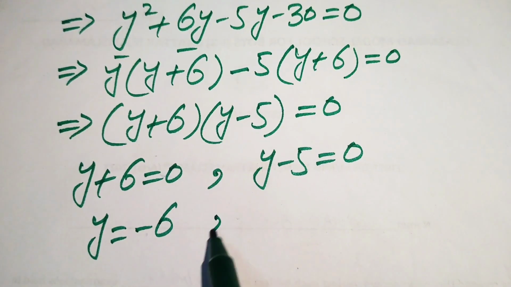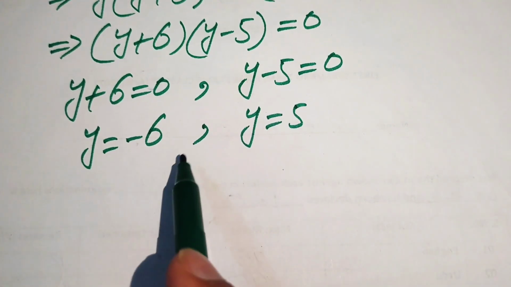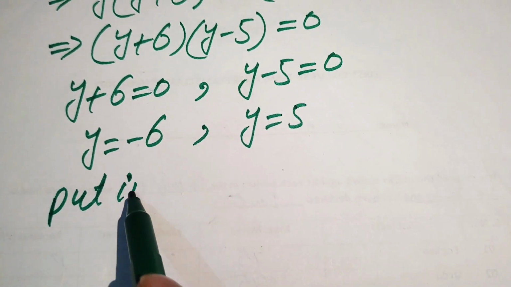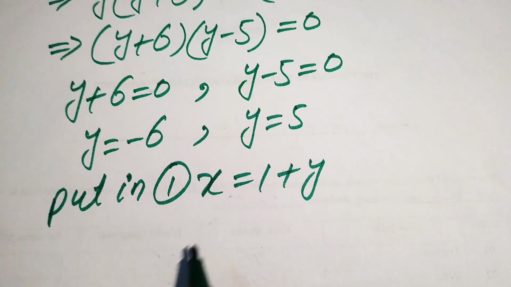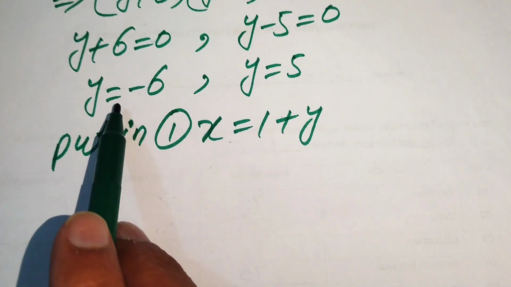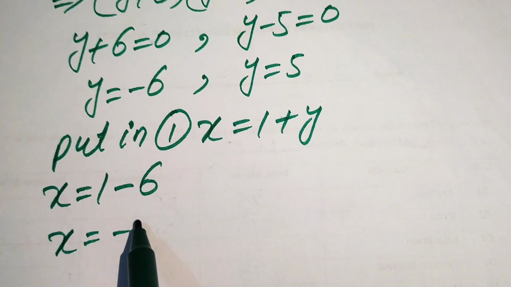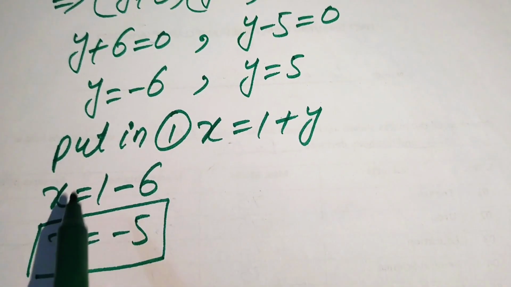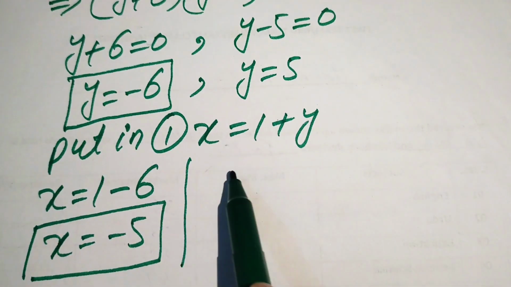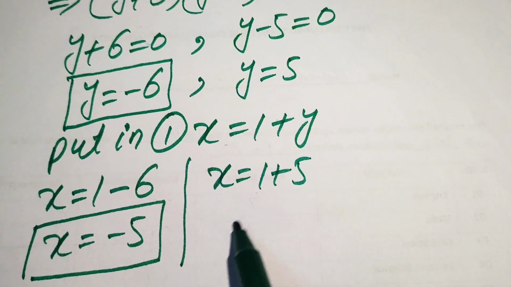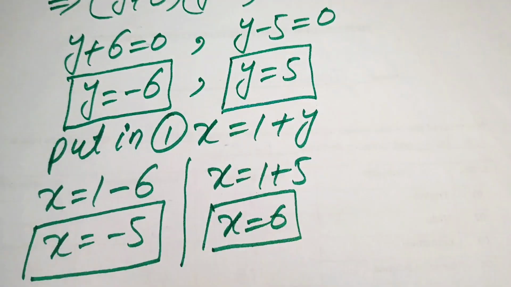Here we easily get the value of y equals to minus 6, and here we get the value of y equals to 5. So now we substitute these two values of y in equation number 1, and now our equation number 1 is written as x equals to 1 plus y. First we substitute this value of y here and you get x equals to 1 minus 6. So you get x equals to minus 5. This is the value of x corresponding to y equals minus 6. And now we put this value here and you get x equals to 1 plus 5. So you get x equals to 6. This is the value of x corresponding to this value of y.